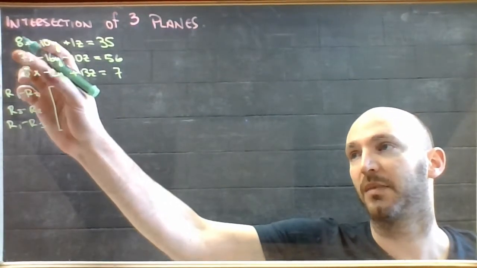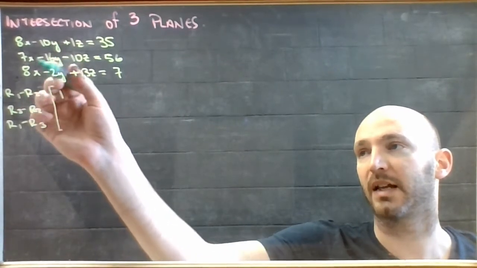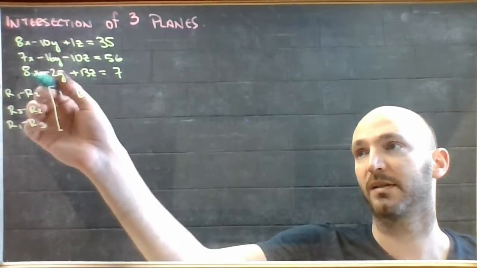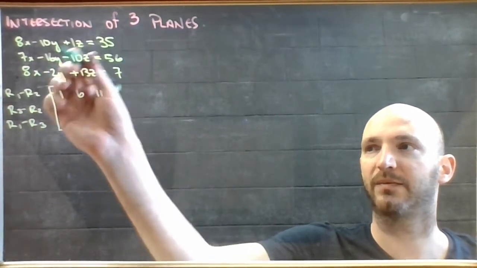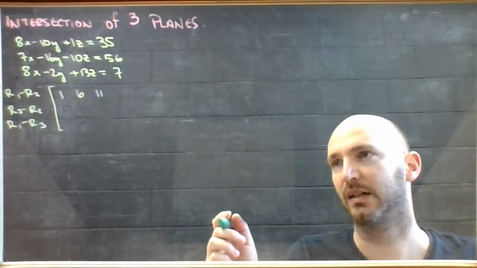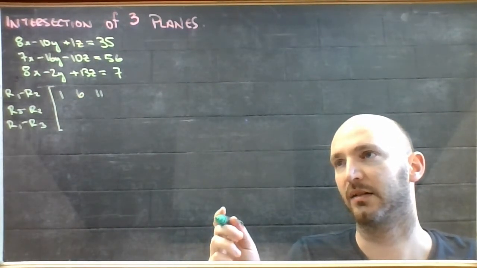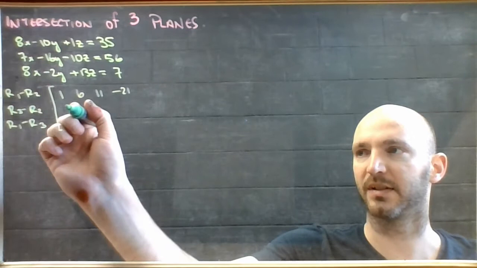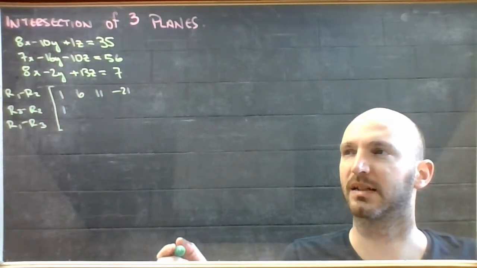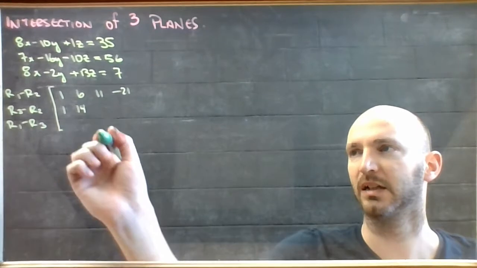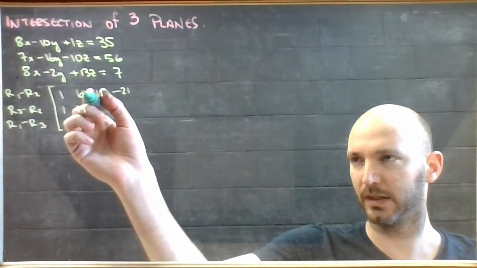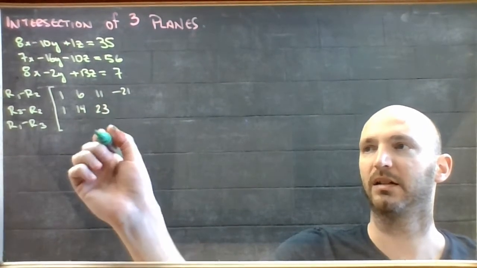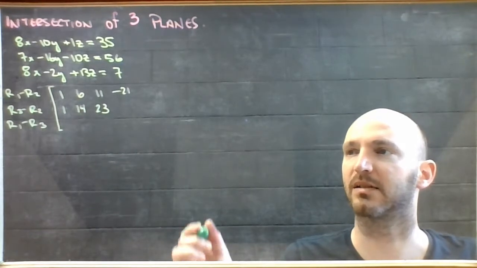So 8 minus 7 is 1. Negative 10 subtract negative 16 is 6. 1 subtract negative 10 is 11. 35 subtract 56 is negative 21. 8 minus 7 is 1. Negative 2 subtract negative 16 would be 14. Yep. 13 subtract negative 10 would be 23. And then 7 subtract 56 would be negative 49.